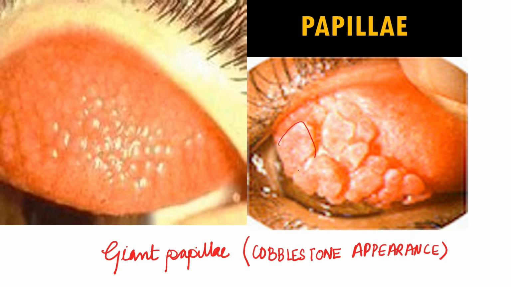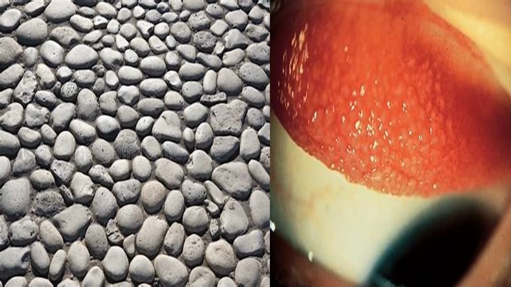These are really big sized papillae. In the first picture also there are papillae present. These are probably the macropapillae. Here it is more clear. You can see these papillae and just look at the arrangement of these.